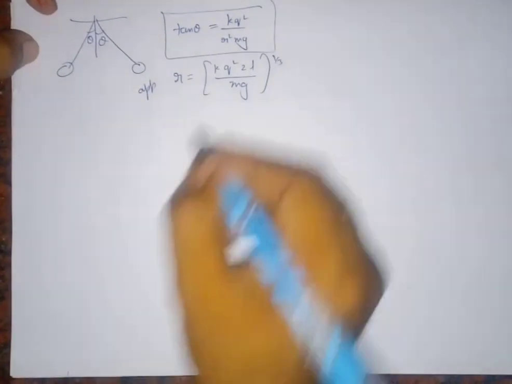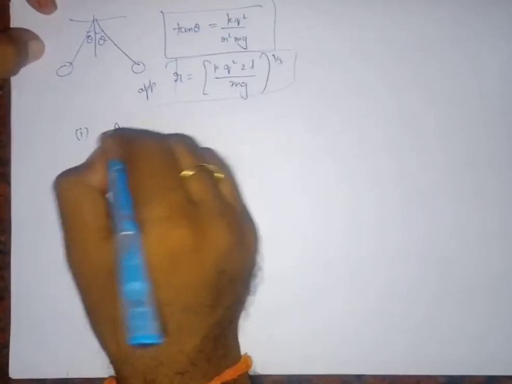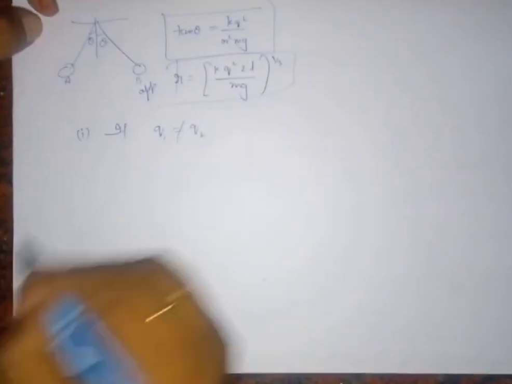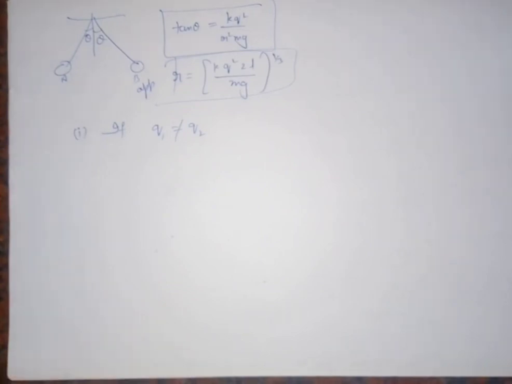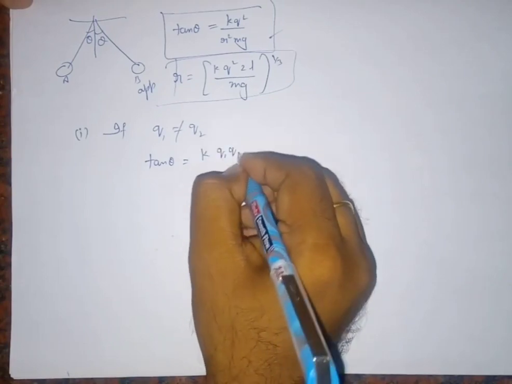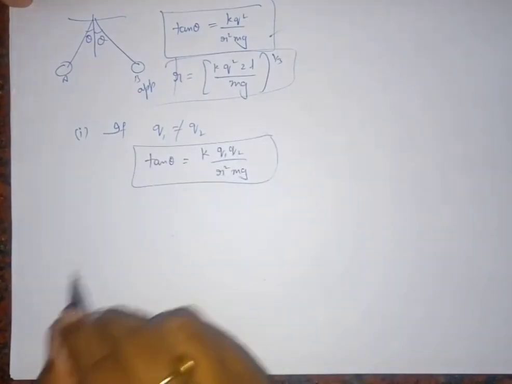Now let's see different cases, what exactly these values are going to differ upon, on what factors. Say for example, if both the bodies A and B do not have the same charges. Earlier we took the same charges. Now what happens if they don't have the same charges? Is this going to vary? Yeah, it is going to vary. Then tan theta is going to be equal to k q1 q2 by r square mg. Yeah, that's it.